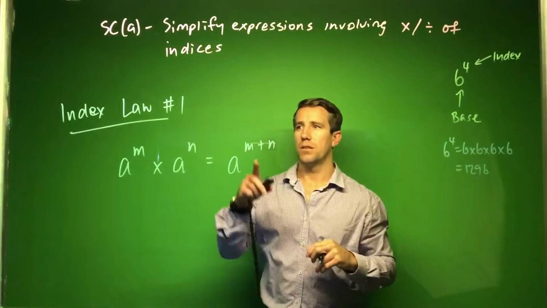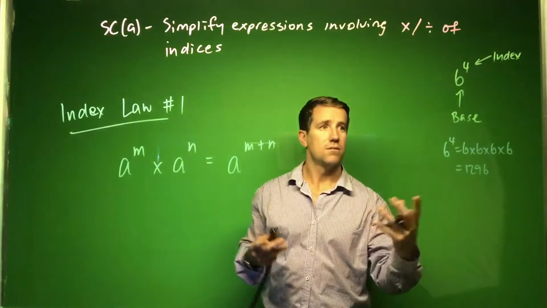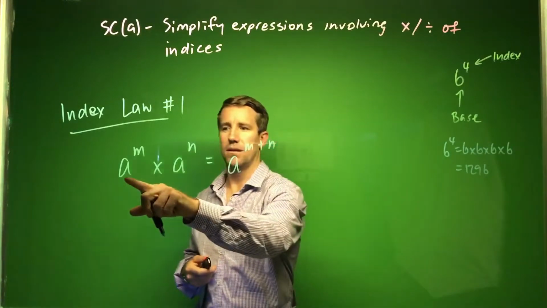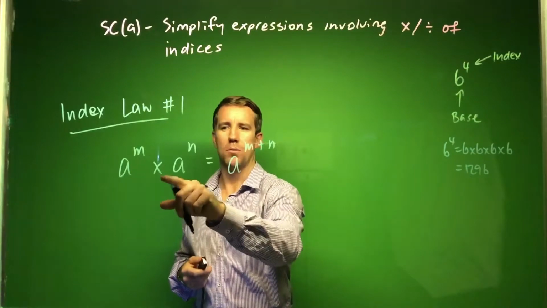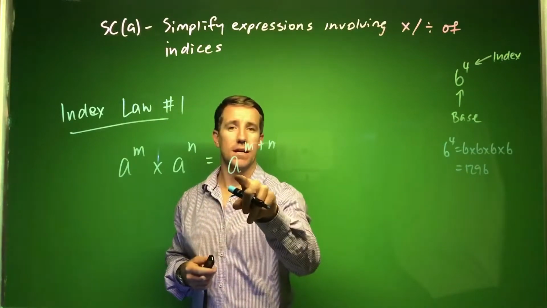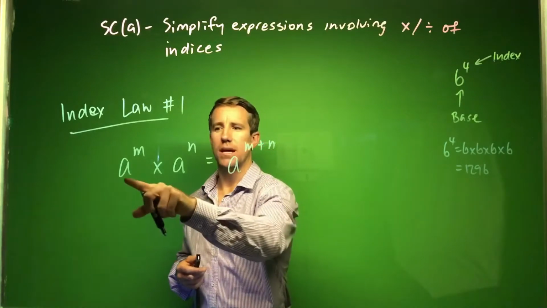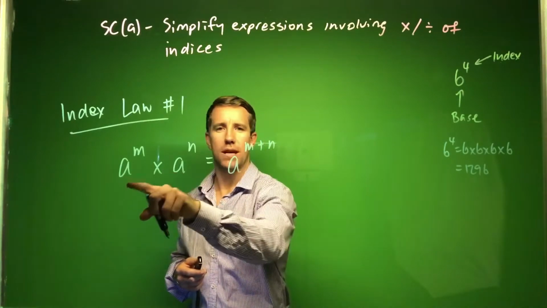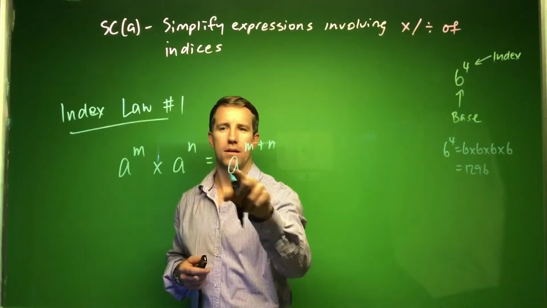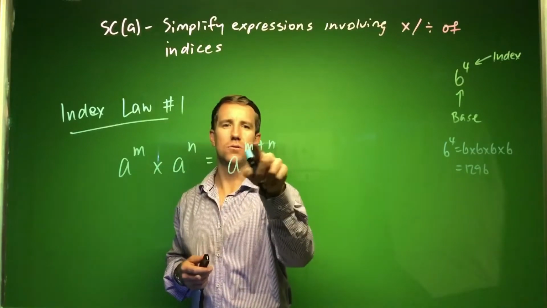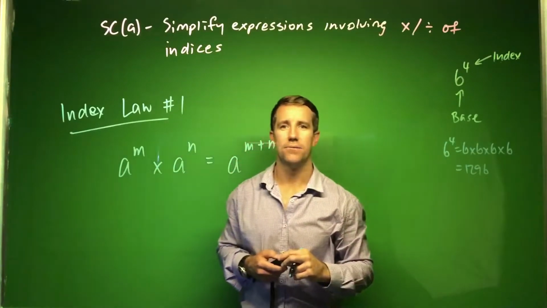Now we're going to jump and have a look at index law number 1, which relates to exactly what we were just doing. It says here that a raised to the power m multiplied by a raised to the power n is going to give us a raised to the power of m plus n. So what they're saying is if we have two things with the same base, raised to a power, to simplify those two, all we need to do is go and add the two indexes together.